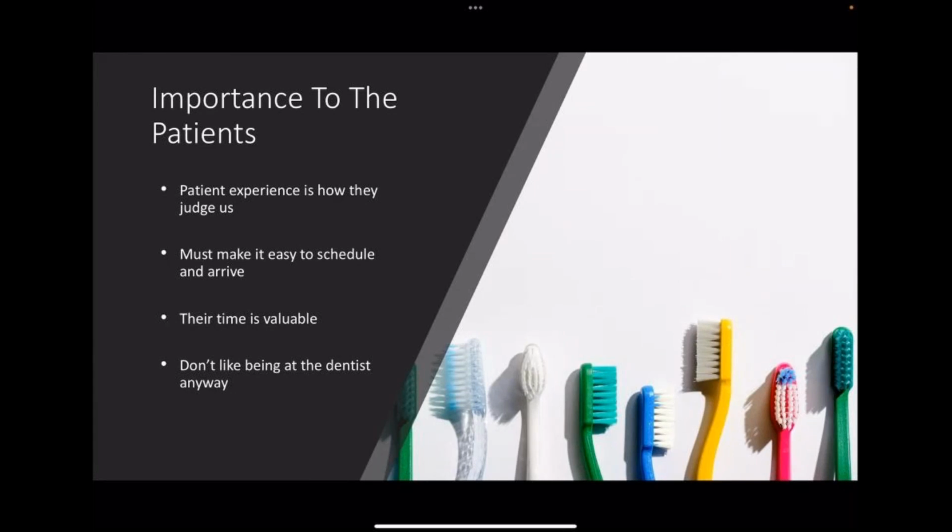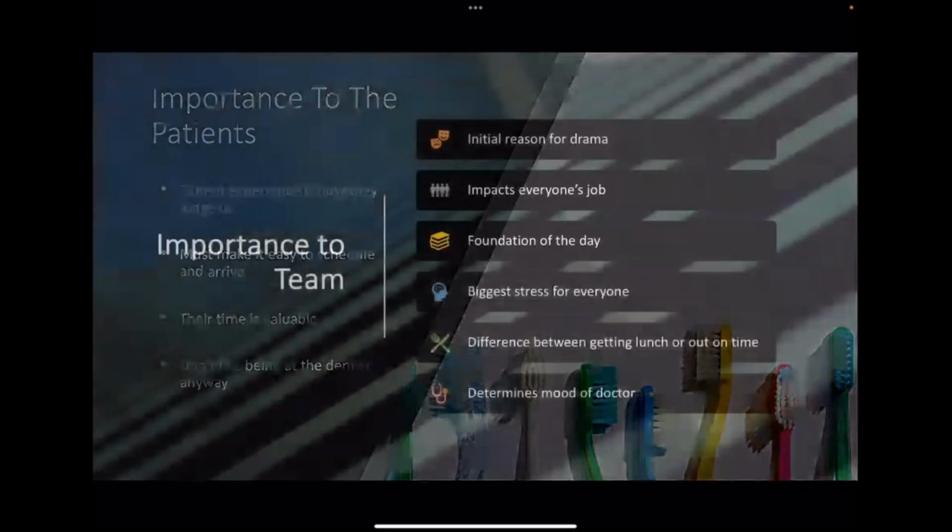We have to respect our patients' time as much as we want them to respect our time, right? And we have to remember people don't like to go to the dentist anyway. So the better we can run our schedule so they can get in and out, it's predictable, they know what to expect. And of course, stuff comes up, right? But the better we can do to run a schedule that respects our patient's time as much as ours, the better the experience is going to be for the patient.